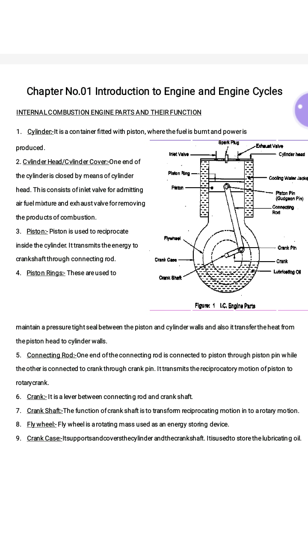Next is the flywheel. The flywheel is a rotating mass which is used as an energy storing device. In a flywheel, energy is stored during the power stroke, and that energy is released during the remaining strokes, that is, the suction stroke, compression stroke and exhaust stroke.